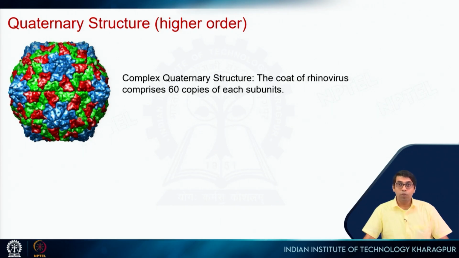This is a more complex structure. This is the coat of the rhinovirus, which comprises 60 copies of each subunit. You can see that there are different subunits color coded differently, and there are 60 copies of each of these subunits, which form this coat of the virus. In this case, it is a rhinovirus, which causes the common cough and cold.